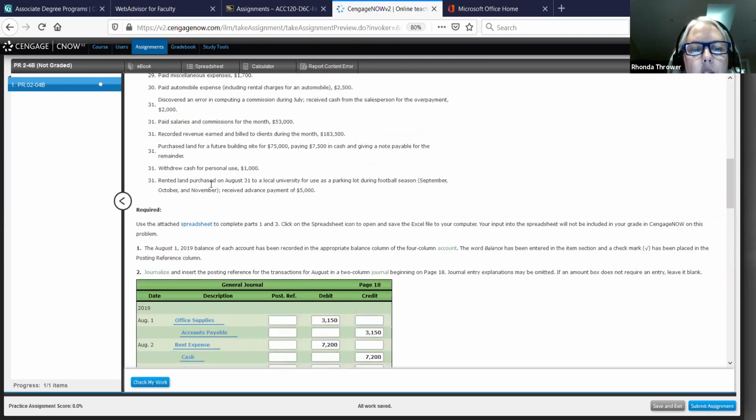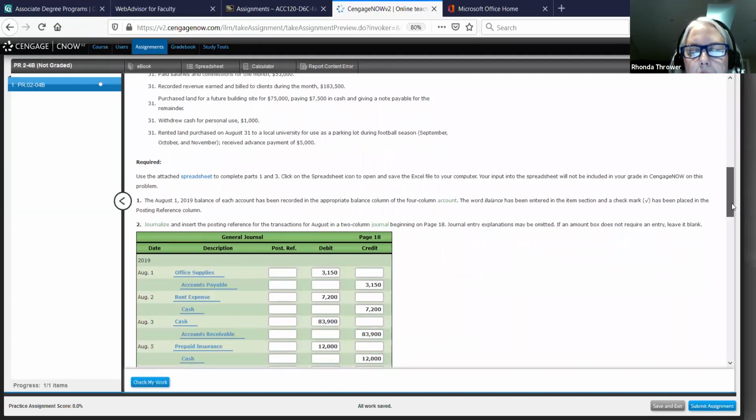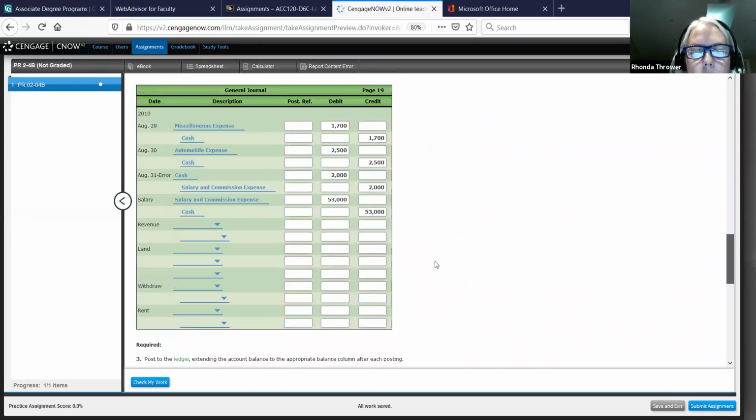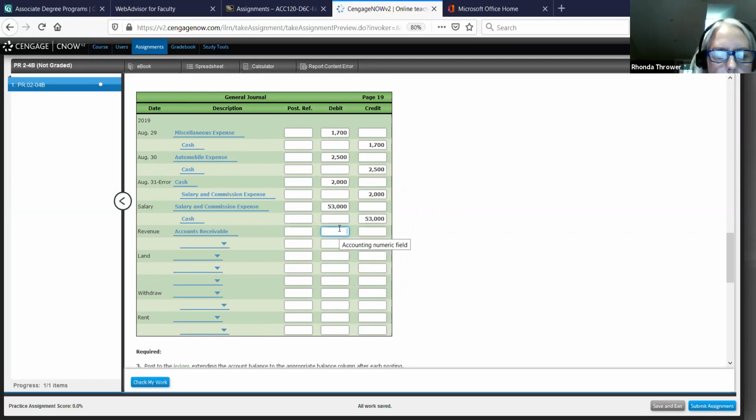On the next transaction, which is the third 31st transaction, we recorded revenue earned and we sent bills or invoices to our clients. So because we haven't received any cash, we've got to record this as accounts receivable. We sent bills to our clients, so our accounts receivable has increased by $183,500. Accounts receivable is increasing by $183,500.